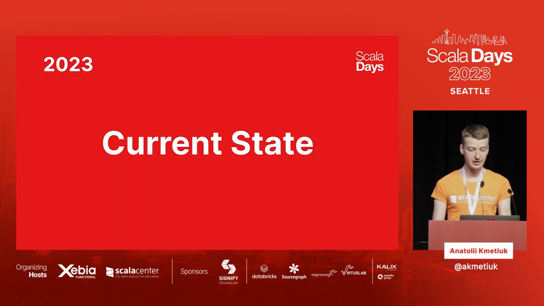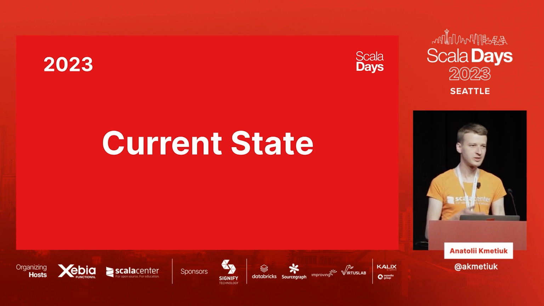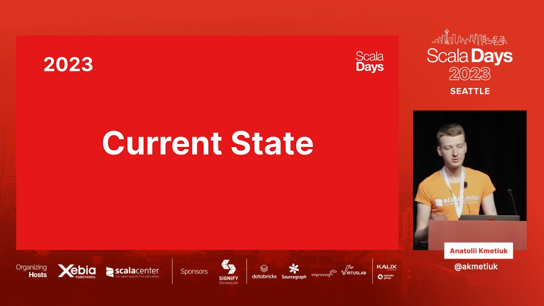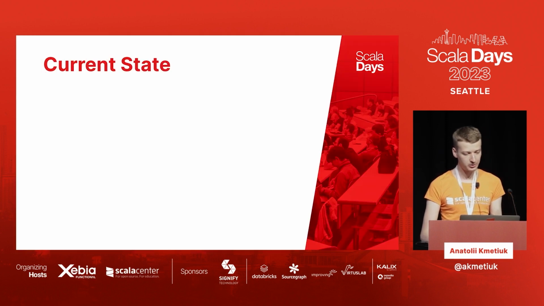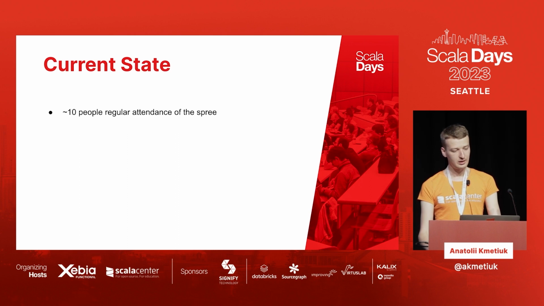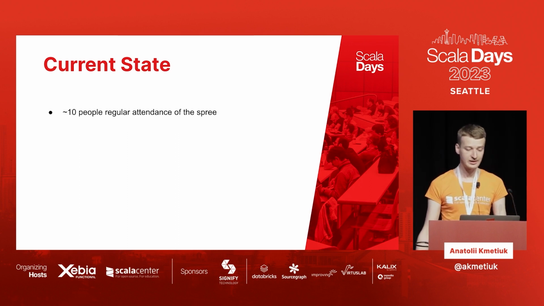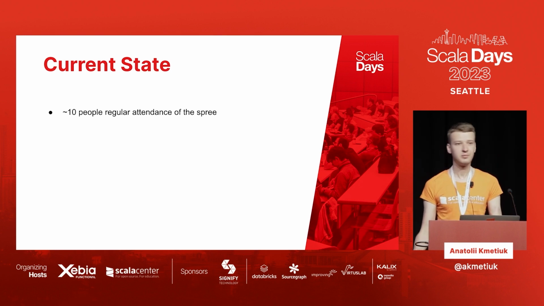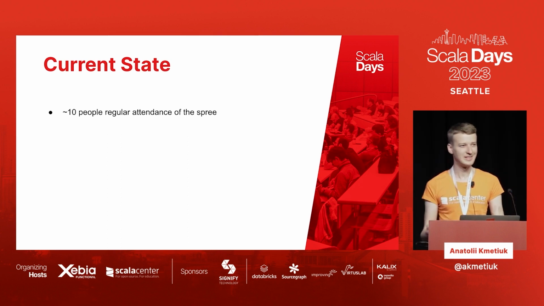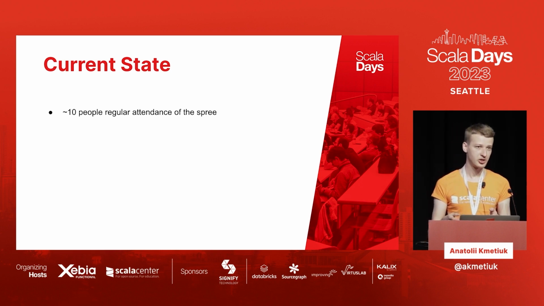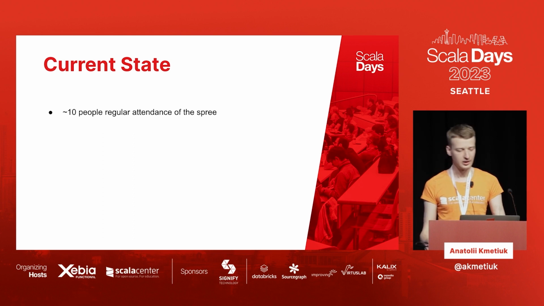So what is the current state of things? How does it work right now? By 2022, we finished with those experiments, the experiment of scale, the experiment of the learning platform. And for 2023, we started with the following state. We still have around 10 people of regular attendance per spree, which are a mixture of the core contributors who are interested in this kind of stuff, and the outsider contributors who are not members of the core teams, but who are still very passionate about the compiler and who still want to work on this.